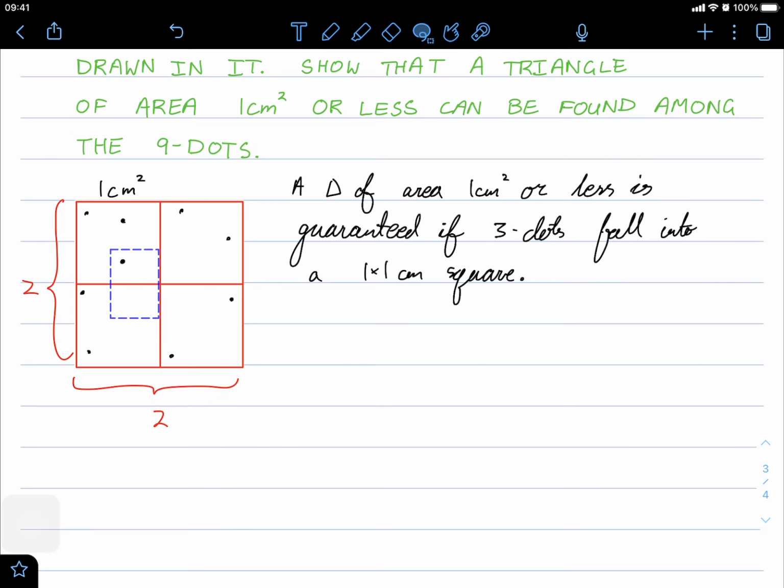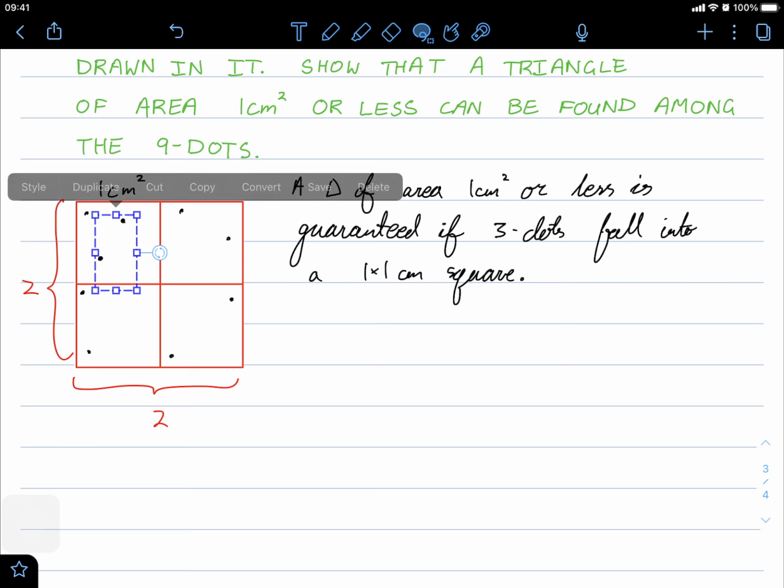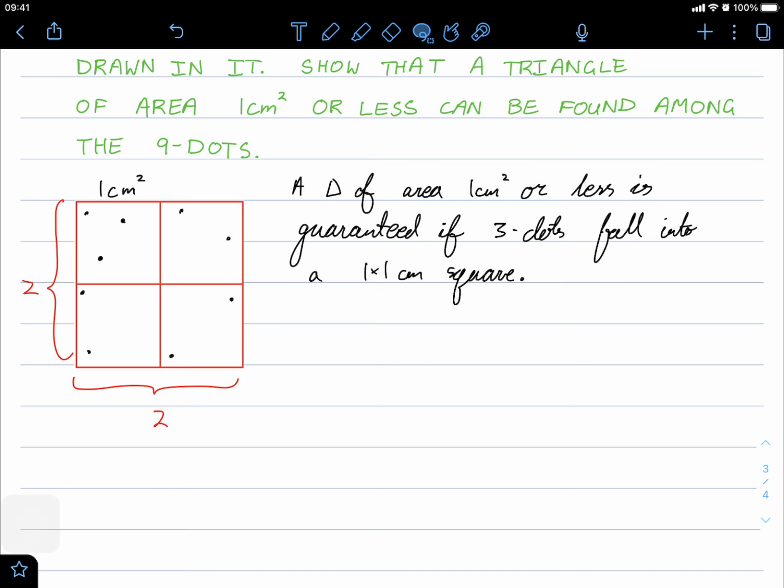No matter where we put this dot, it will make a triangle inside a square of 1 centimeter square or less. So no matter where it goes, it is guaranteed to be a triangle made of area 1 centimeter squared or less. So a triangle of area 1 centimeter squared or less is guaranteed if 3 dots fall into a 1 by 1 centimeter square.